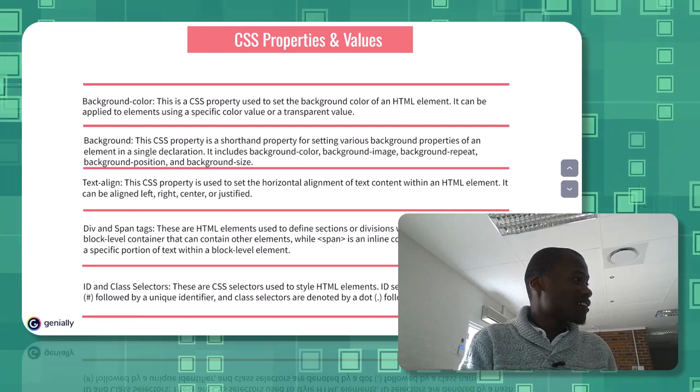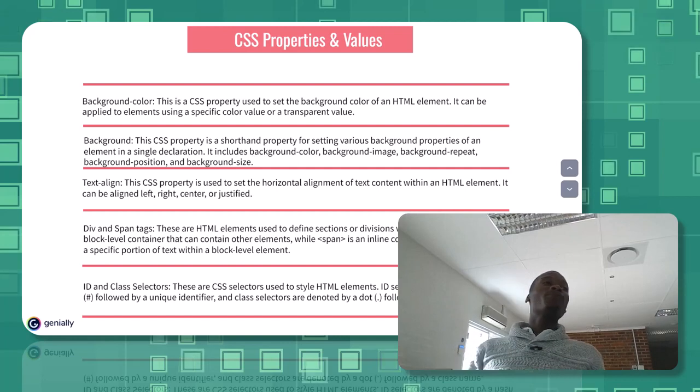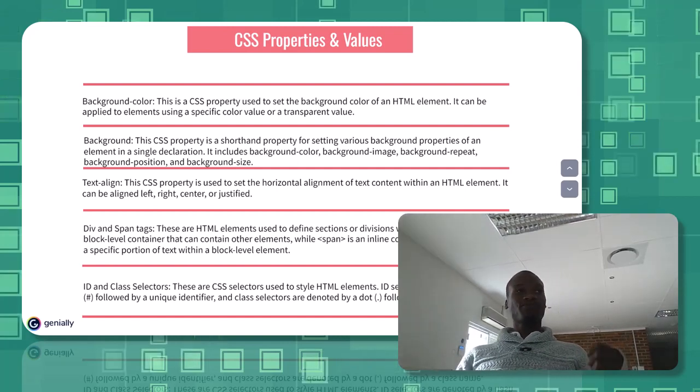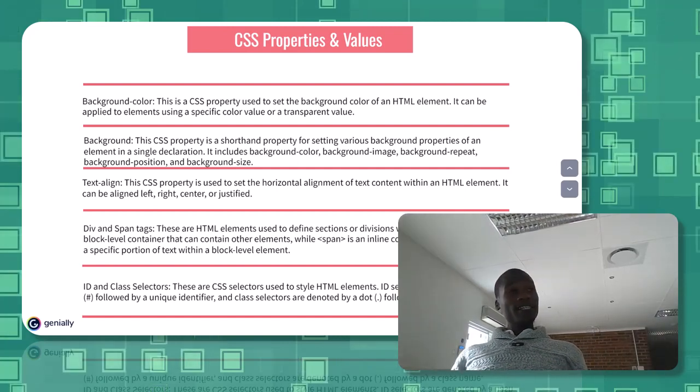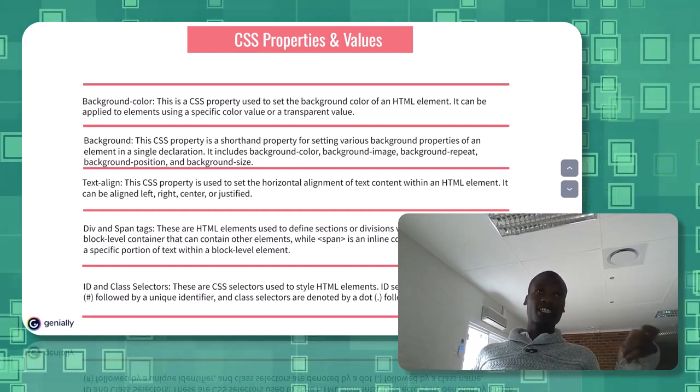So we have another property which is text-align. This CSS property is used to set the horizontal alignment of text content within an HTML element. It can be aligned left, right, center, or justified.